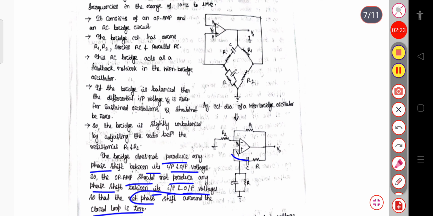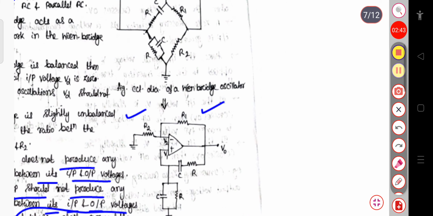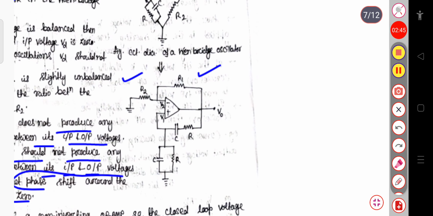Here this one is your operational amplifier, here the R1 resistor is present, and here is the R2 resistor. Here the RC is in series combination, and here the R and C, that is the resistor and capacitor, are in parallel combination, and this one is the output voltage. In this diagram you can see the inverting terminal is grounded, and across the non-inverting terminal the signal is given. So this type of op-amp is called the non-inverting op-amp.